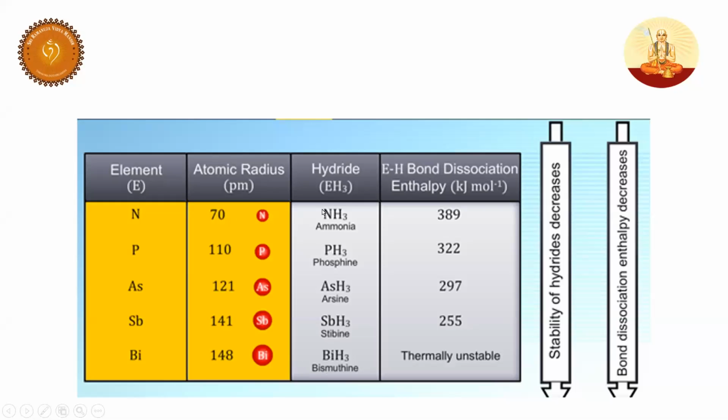But considering stability, NH3 is strong and BiH3 is weak. I told you why. Students, have a look here. Thermal stability is very weak for BiH3 because the Bi-H bond is weak. Nitrogen is small, hydrogen is small, so bond dissociation energy is strong. Naturally, NH3 is more stable than PH3, which is more stable than AsH3, which is more stable than SbH3, which is more stable than BiH3. So bond dissociation energy decreases as size increases.